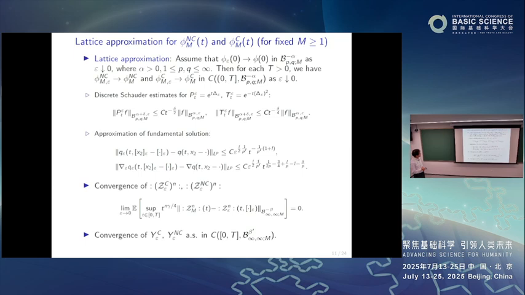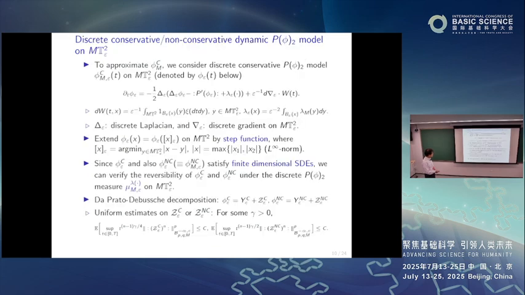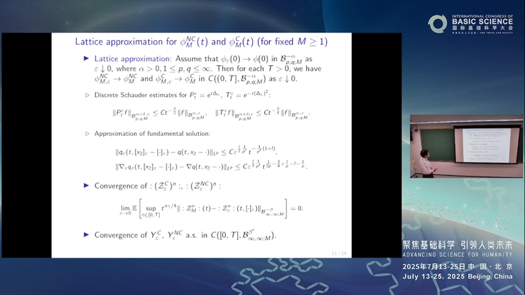This is defined on the lattice, but it is extended as a step function. Sorry, maybe I didn't say, it is extended as a step function. So this is defined only at the lattice points, but we can extend it as a step function on the continuous torus. Then we can prove this converges to the solution of this one. So we prepare to identify the invariant measure of this one, and this one is the same. Then we can identify the invariant measure of this one through the non-conservative one. So we establish a lattice approximation in this way.